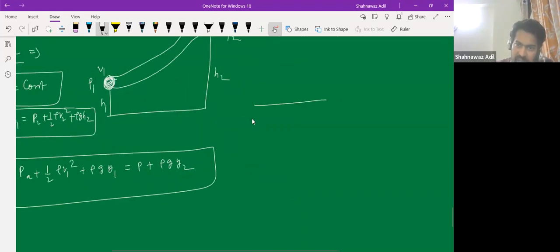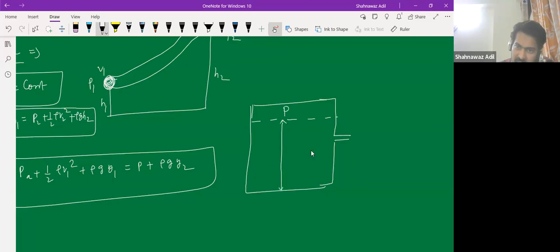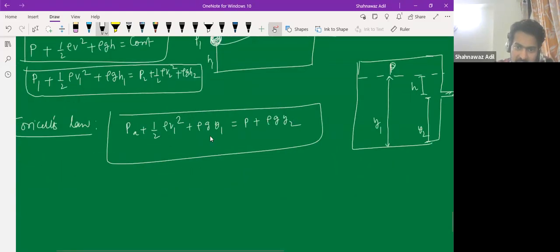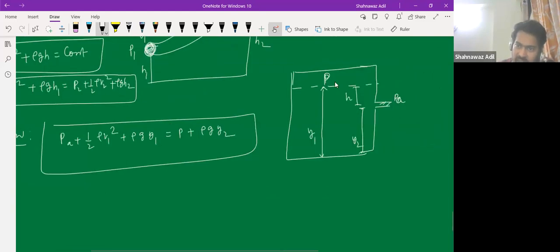So this is a tank, right? And you have this hole in the tank, right? This height is y1, and this height is y2, and this difference is h. So this experiences atmospheric pressure, right? And this is experiencing pressure P. So by applying Torricelli's law, because this doesn't have any velocity, right, you will get this.